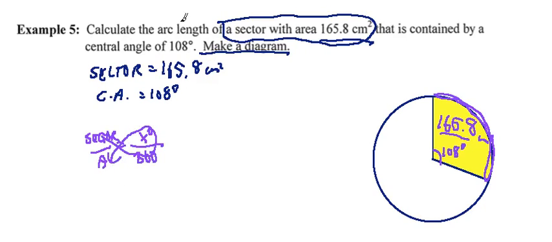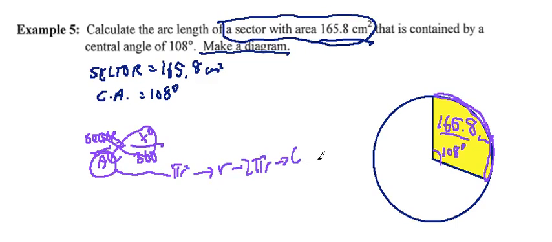Then since we're trying to get to arc length, we need to get circumference first before we can get arc length. So we're going to use the area once we get it. We don't have it yet. We're going to use our area formula, pi r squared, and that's going to help us find out what the radius of the circle is. Once you have the radius, you can use 2 pi r to find out what the circumference is.